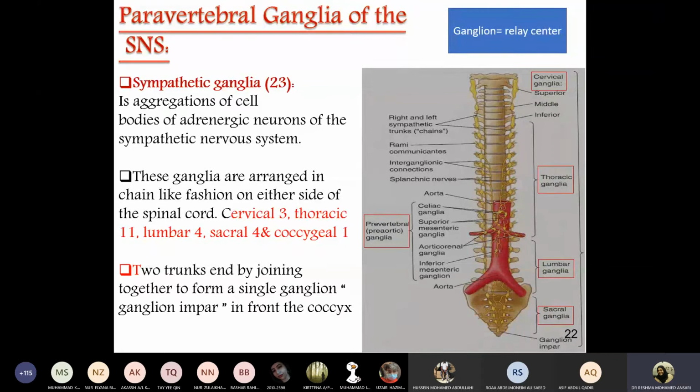If you see here, you have the vertebral column in the center, and on either side you have the ganglia like a chain. That's why we call it the paravertebral ganglia. So if we see paravertebral ganglia coming out like this in the spine, on either side of the vertebra, we know they are relay centers for the sympathetic information.